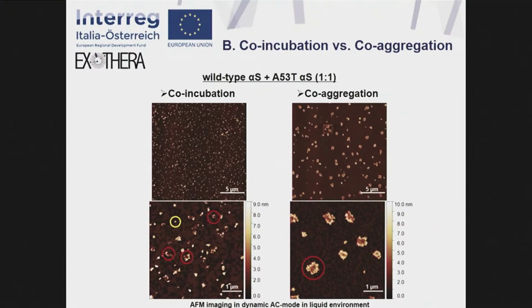Whereas when we did the co-aggregation, so we obtained mixed oligomers, mixing the 2 proteins in the same amount, we obtain the same kind of structure. So in this case, these mixed oligomers maintain the ability of the most aggressive protein in the interaction with membranes.